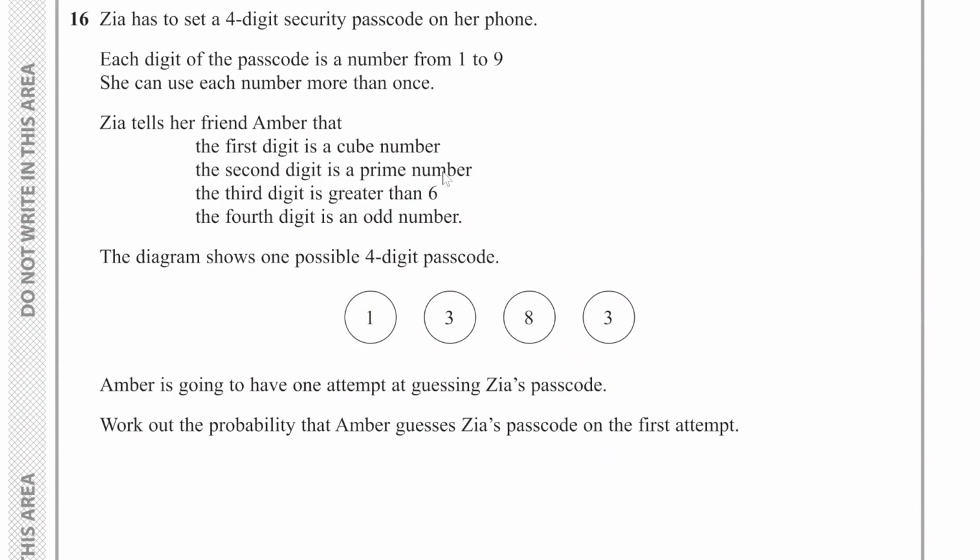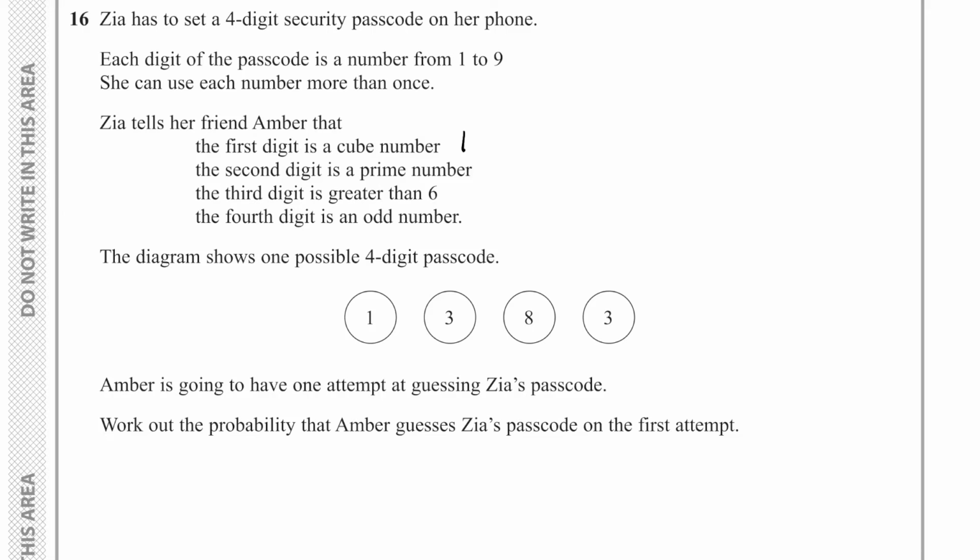Question 16. Zia has to set a 4-digit security passcode on her phone. Each digit of the passcode is a number from 1 to 9. She can use each number more than once. Zia tells her friend, Amber, that the first digit is a cube number. The first digit is a cube number.